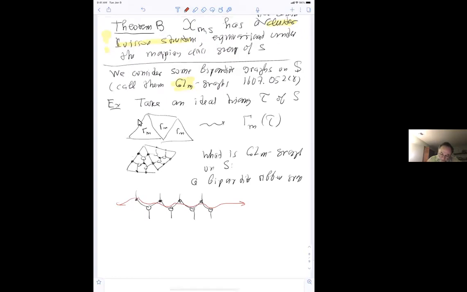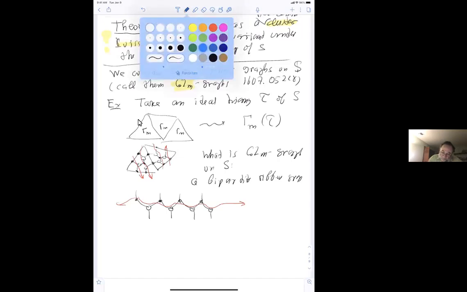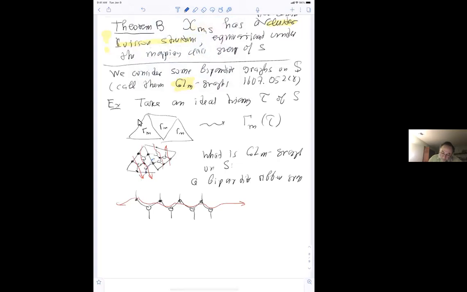But in this case, this bipartite graph will be something like that. And so they'll go like that. And then you can do it at a different vertex with a different color. Here they will go like that.